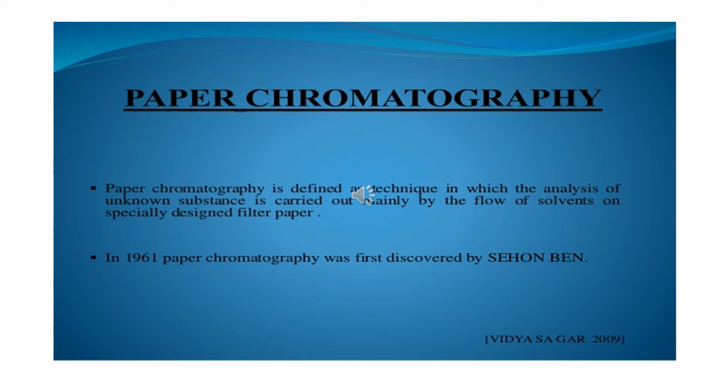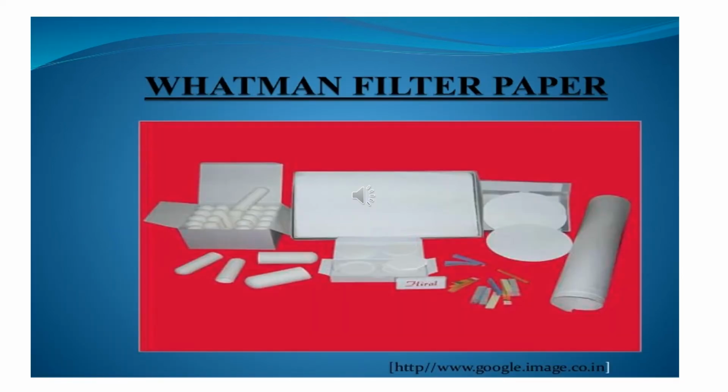So first we will see what paper chromatography is. Paper chromatography is defined as a technique in which analysis of an unknown substance is carried out mainly by the flow of solvent on specially designed filter paper. Paper chromatography was first discovered in 1961. Whatman filter paper is used in paper chromatography.